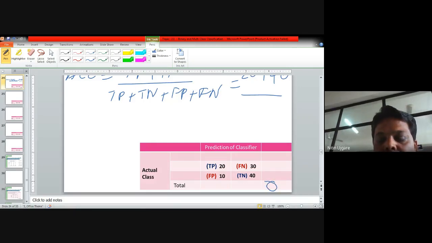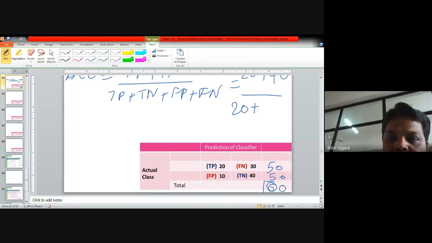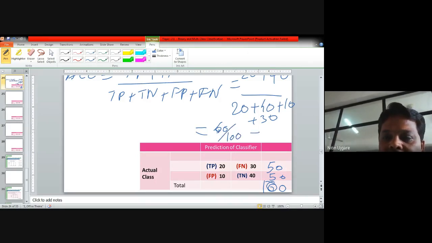represents the total number of instances. We know that the total number of positive instances is 50 and the total number of negative instances is 50. So we get the total instances in the data set, including positive and negative, to be 100. We have TP as 20, TN as 40, FP as 10, and FN as 30. If you calculate this, you will get 60 divided by 100, and if you take the percentage, you get 60% accuracy.